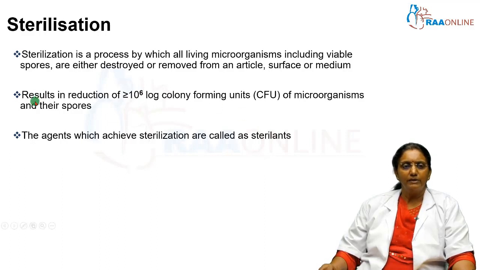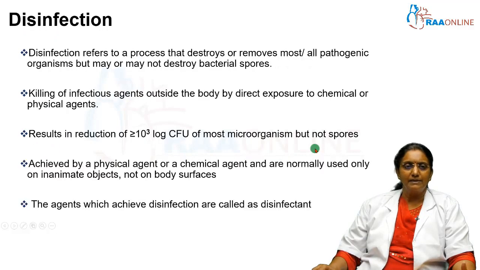And when you do sterilization, when you follow that procedure, it results in the reduction of more than 10 to the power of 6 log colony forming units of microorganisms and their spores. The agents which achieve sterilization are called sterilants. So the process is known as sterilization and the agents are called sterilants.